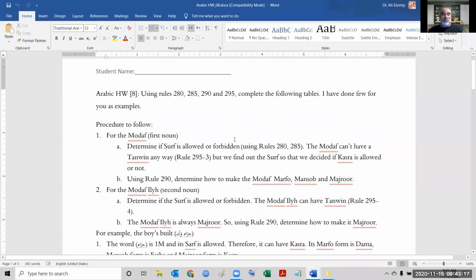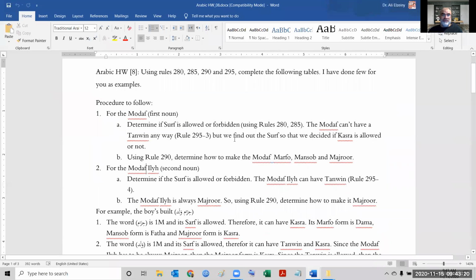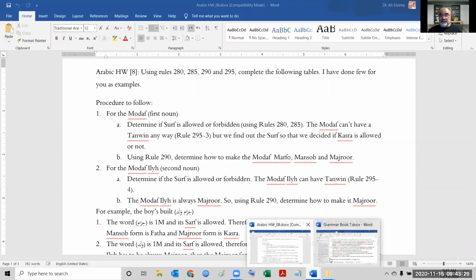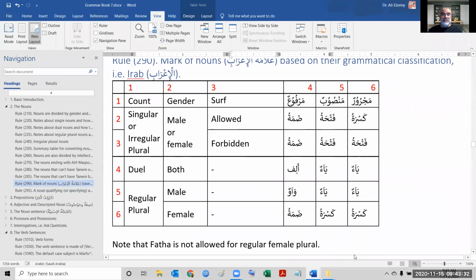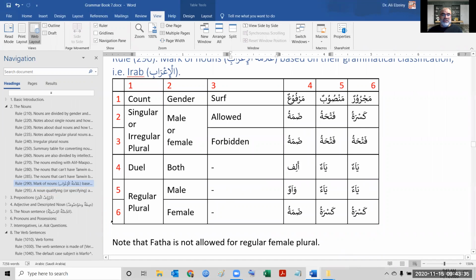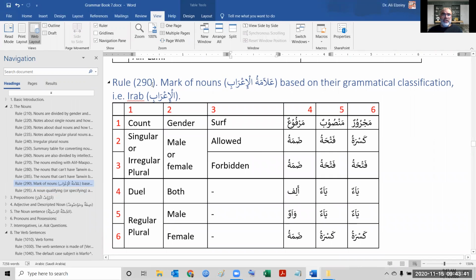What I did here in this homework, I put a procedure to follow. Since we have numbers for everything, numbers for rules, numbers for rows and columns. If we go back here, you can see that, for example, this table, the rows are numbered, the columns are numbered. So I can come and say, according to rule 290, row 1, column 4, for example. Okay, so that's how we follow a procedure. It becomes sort of an algorithm, an algorithm to be followed.